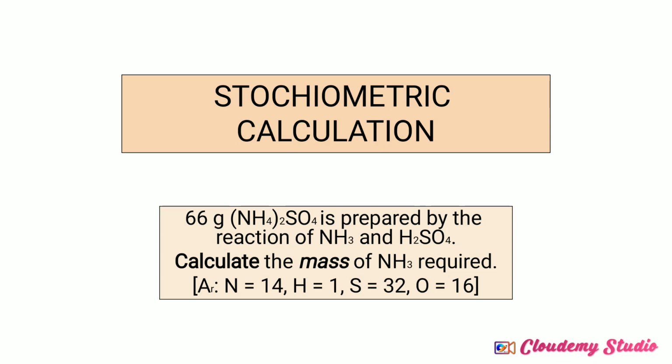Hello friends, let's work out one stoichiometric calculation. The problem is: 66 gram of ammonium sulphate is prepared by the reaction of ammonia with sulfuric acid. Calculate the mass of ammonia required. The relative atomic masses of nitrogen, hydrogen, sulfur and oxygen are given. Let's work out this problem now.